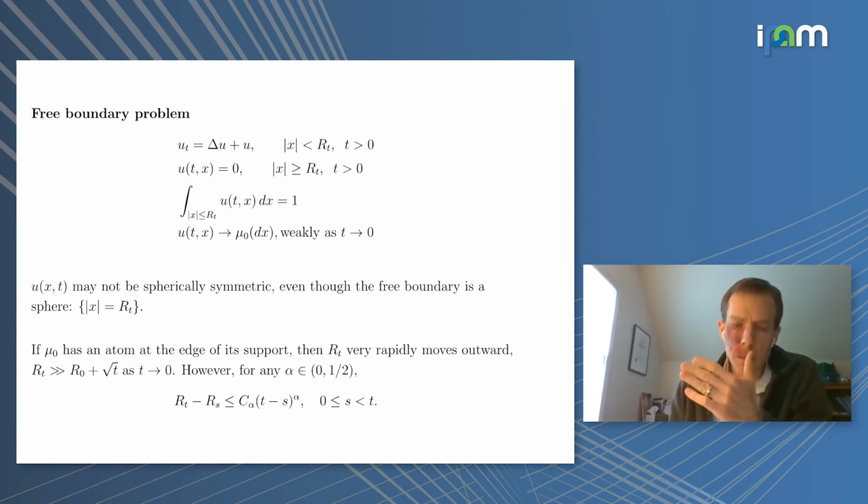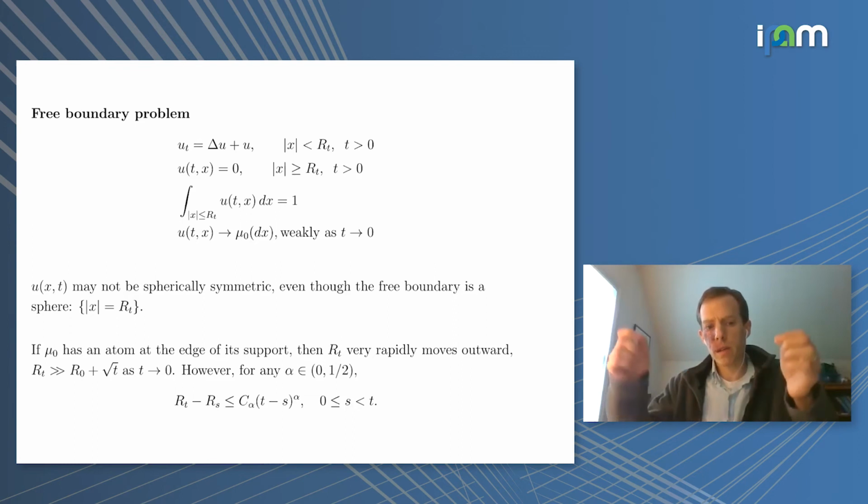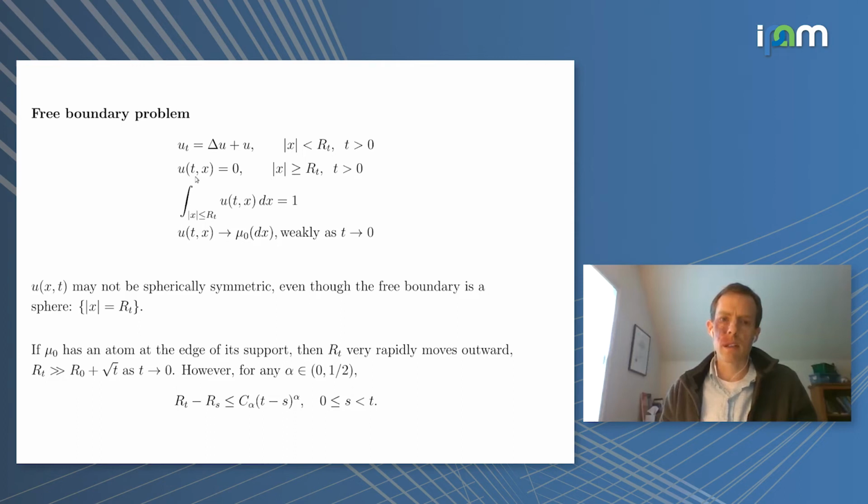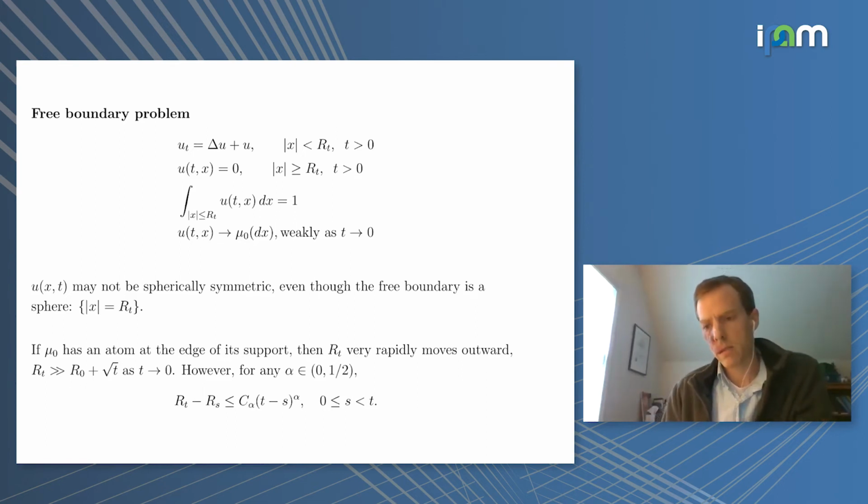But as for positive time, R(t) has to increase very rapidly, faster than square root of t, because if it did not, then the mass constraint could not be satisfied. We know that the running maximum of the modulus of the Brownian motion behaves like square root of t, roughly, and so R(t) has to move away from 0 faster than that in order that mass is not instantaneously killed. However, we can prove an upper Hölder continuity bound for any alpha less than half.